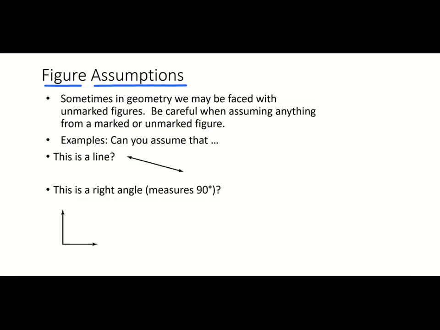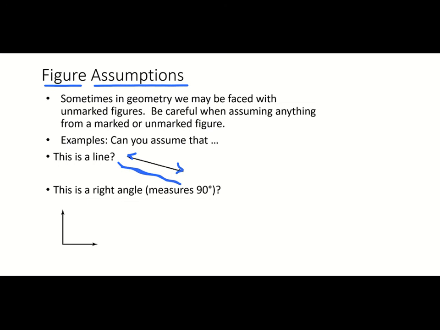So the first one, can we assume that this right here is a line? The answer to that, I want you to think in your head, yes or no. Okay. The answer is yes, and we can assume it's a line because a line is something that goes on infinitely. And to show that, they put these arrows on either side, and it's a straight shape. It doesn't have any bends or curves to it. It doesn't have any vertexes where it might bend to be an angle. So yes, we can assume this is a line.